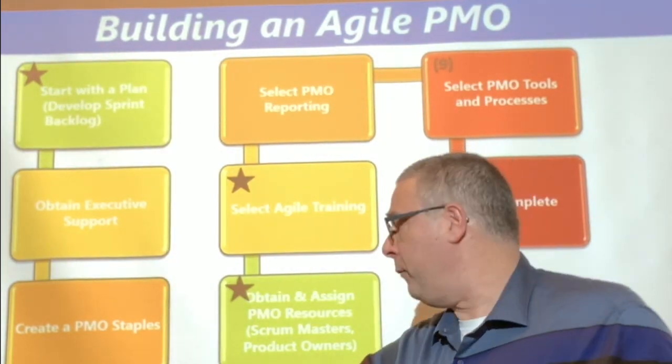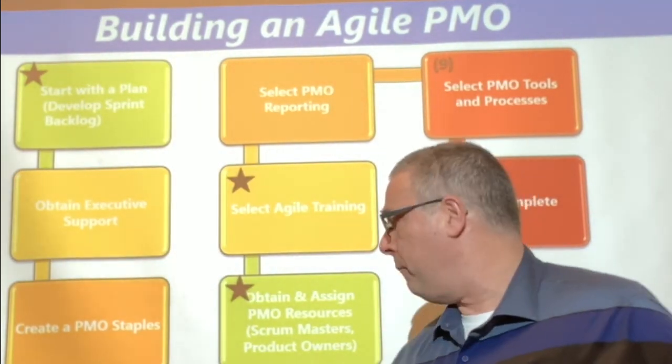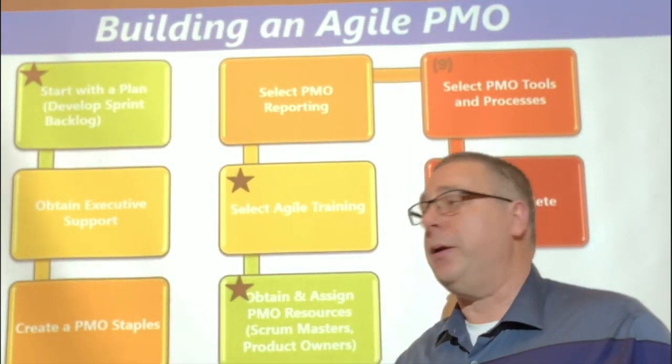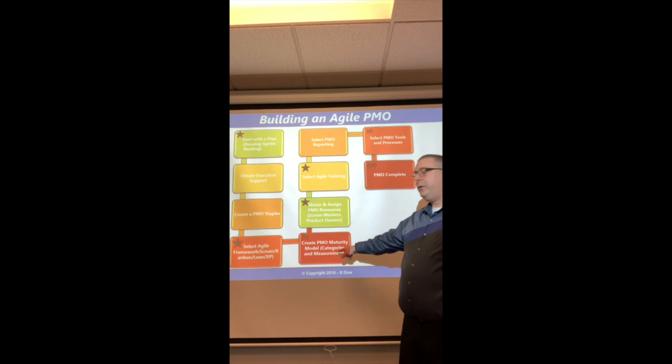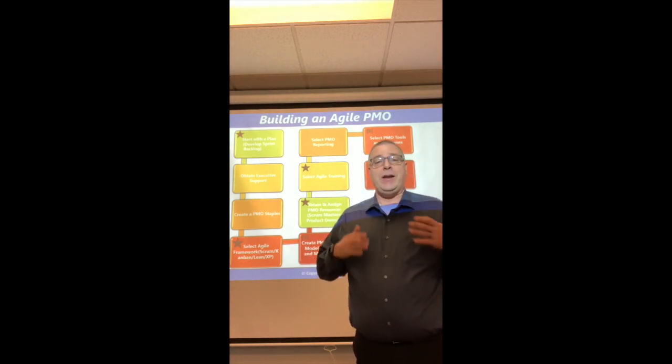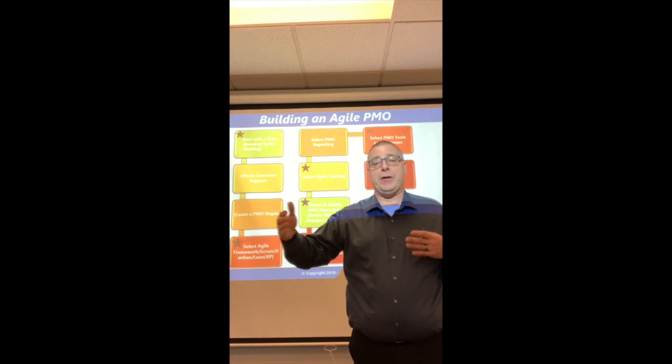Select your Agile framework. Are you going to be Scrum? Are you going to be Kanban? Are you going to be Lean, XP? What's the framework you're going to run in your PMO? Select your PMO maturity model. You have to know how mature you are and how you're going to move your PMO forward.